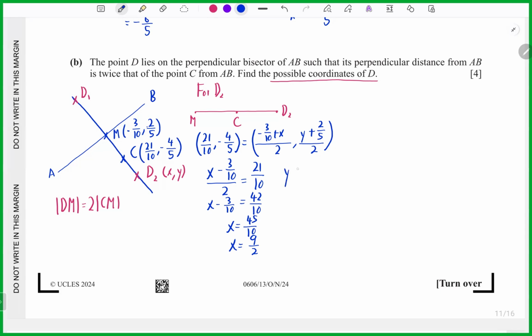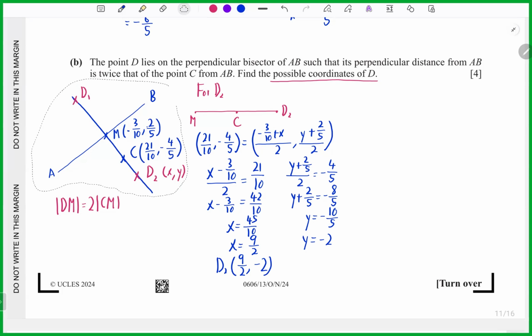Okay, let's see the y. y plus 2 over 5, over 2, equals negative 4 over 5. y plus 2 over 5 equals negative 8 over 5. So y will equal negative 10 over 5. y will equal negative 2. So for this coordinate, 9 over 2, negative 2. Okay, I try for this part become smaller.